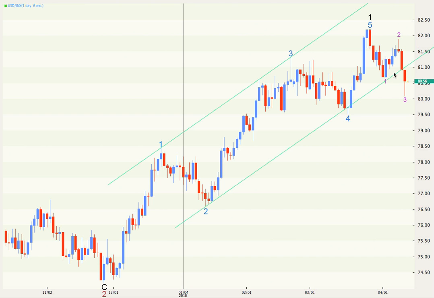Intermediate wave 2 now underway can correct to a deeper rather than a shallower degree, and can correct right up to the start of wave 1. So here's our invalidation point on the hourly chart at 79.51. That's a strong invalidation point. We do not expect price for the dollar to reach below that point.